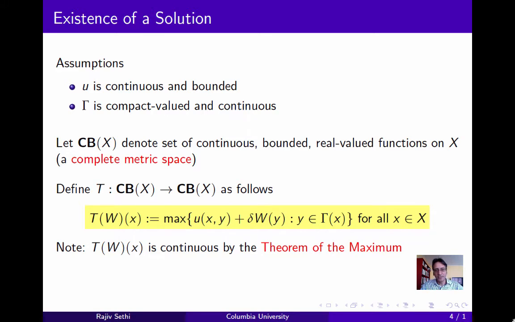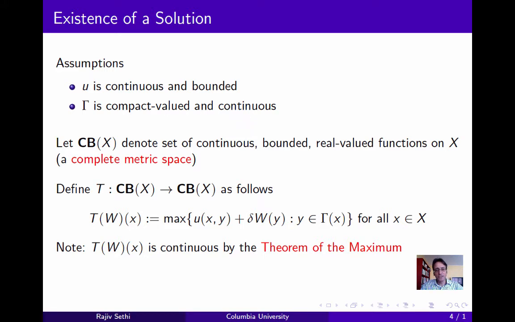Now let's unpack this definition a bit. Suppose that you've got some point x in the metric space. Then the right-hand side of this expression is a maximization problem that has a solution. It has a solution because u and w are continuous, bounded, and real-valued, and gamma is compact. So there exists some y, not necessarily unique, that maximizes this expression, and the maximized value is going to be the image under t of w of the point x. And that's how t of w is defined. So for any given function w, its image under t of w is well defined.